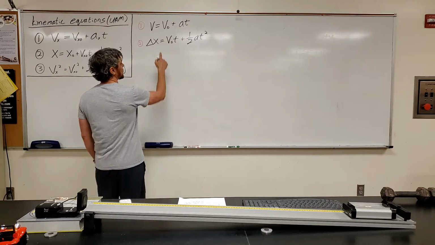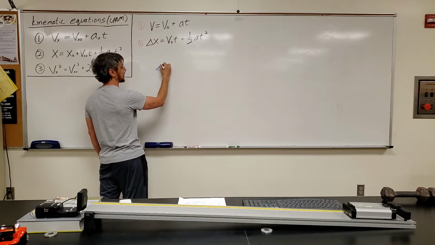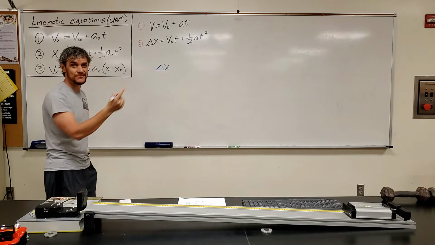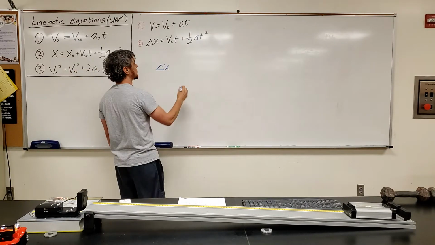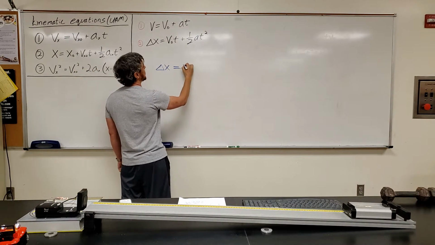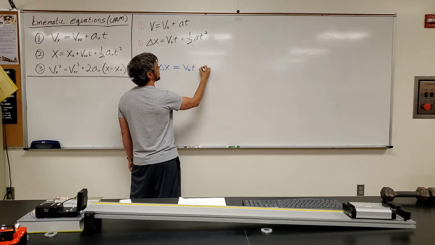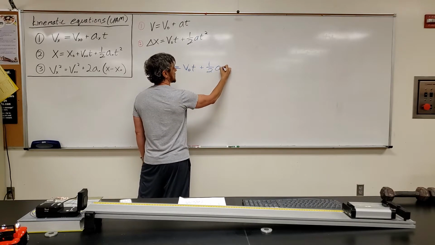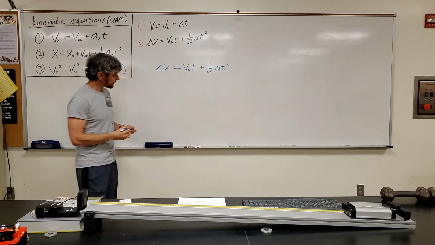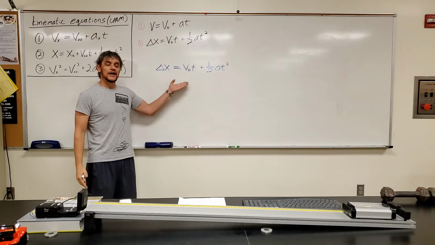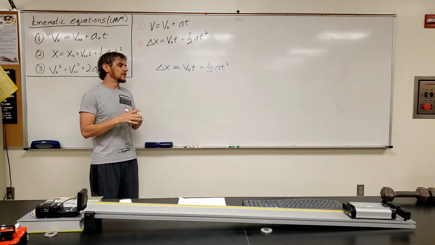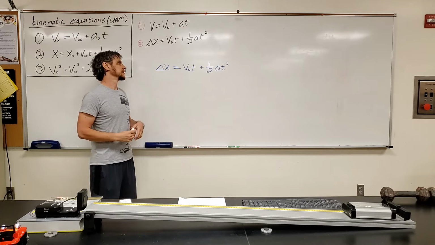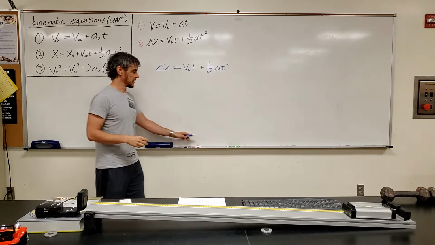So I'm going to start with kinematic equation number 2 here, and I've written it in delta x form just to make the algebra a little less cumbersome. Delta x is going to be the initial velocity times time plus 1/2 times the acceleration times the time squared. Again, very often we don't know over what time the motion happened, and so I want to eliminate that parameter.